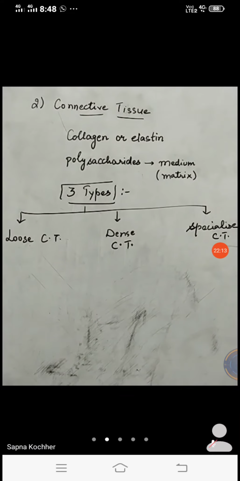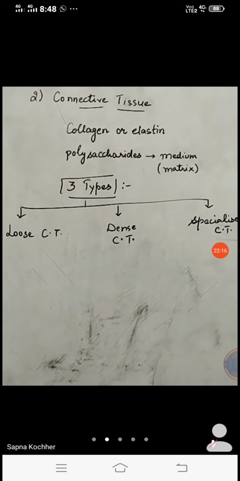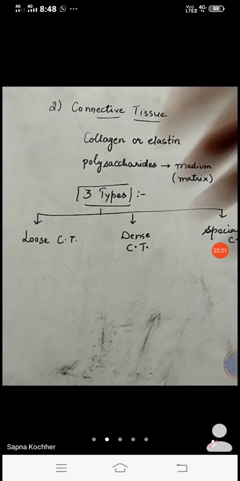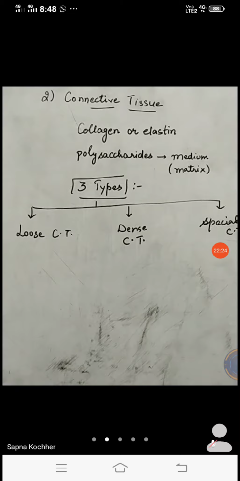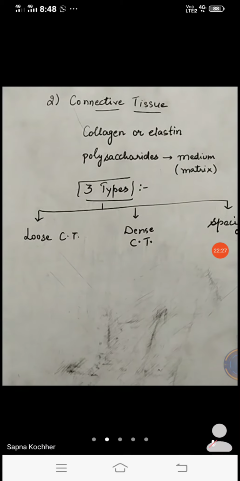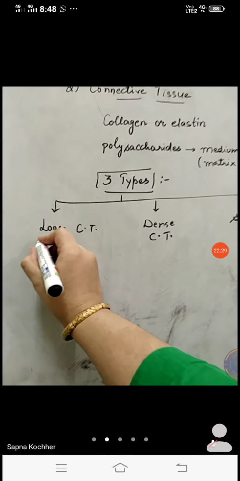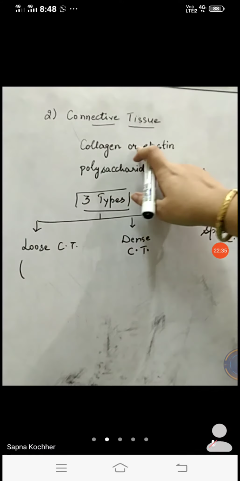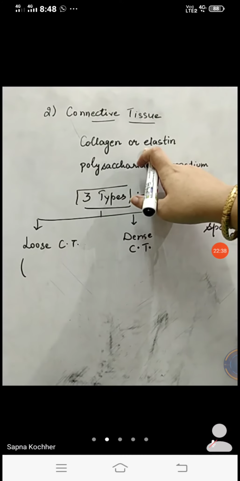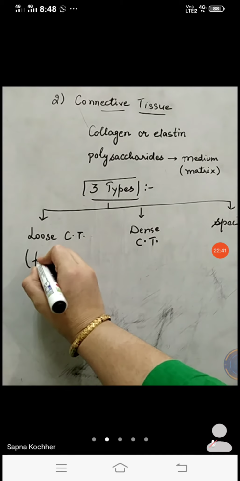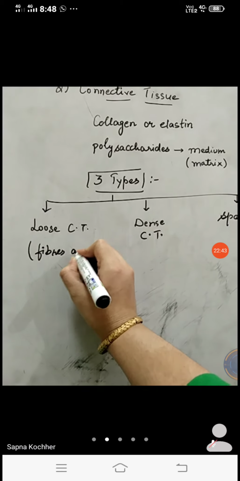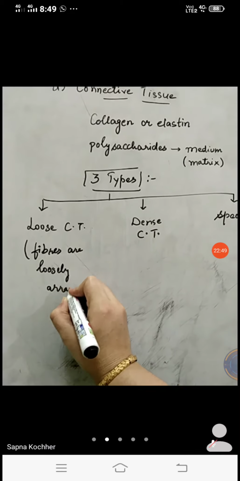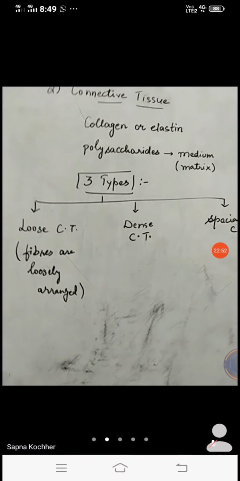Loose and dense connective tissue, first of all. For the loose connective tissue, as the name says, the binding materials of this type of tissue are loosely arranged. They are not very compactly arranged, they are loosely arranged, right? I told you that each and every type of tissue except one, that is blood, will have fibers which are made up of protein. So here in the loose connective tissue, the basic feature is that the fibers are loosely arranged. They are not giving any compact arrangement.